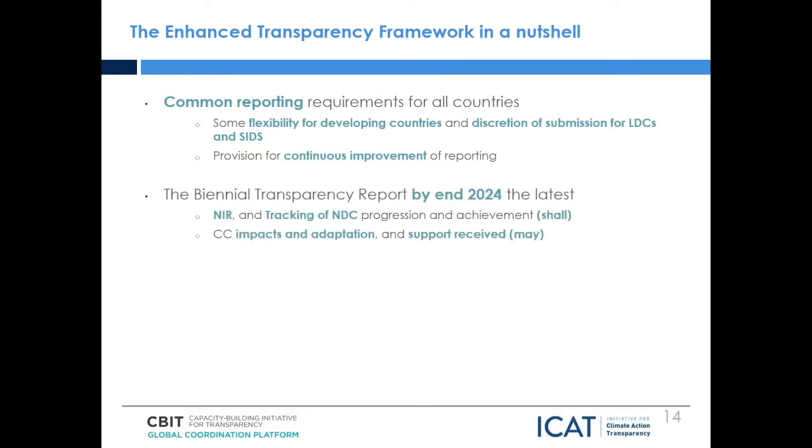Next point is that we have seen that the central report to be produced is the BTR, the Biennial Transparency Report, which acts as a reporting vehicle for inventory, information to track progress on NDCs, climate change impacts and adaptation, and information on support provided and received, and may also work as a reporting vehicle for adaptation communication. And we have seen that some requirements are mandatory while others are not.